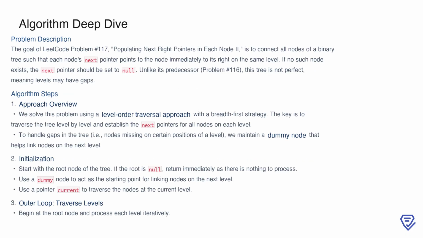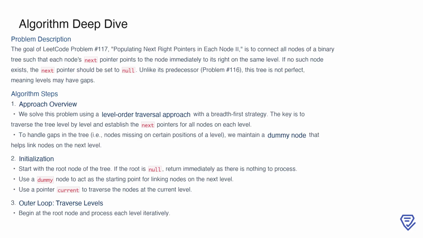In this problem, we aim to populate the next pointers for each node in a binary tree. Each node's next pointer should point to the node immediately to its right on the same level. If there's no node to the right, the next pointer should be set to null. Unlike the previous problem where the tree was perfect, here the tree can have gaps, meaning some nodes may be missing along the level. To solve this, we use a level order traversal approach that processes the tree one level at a time. The key idea involves using a dummy node to help link nodes on the next level, even when the tree has gaps.